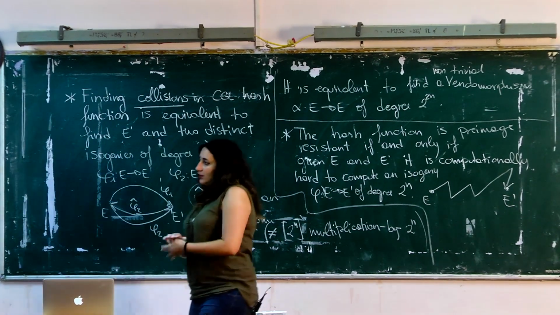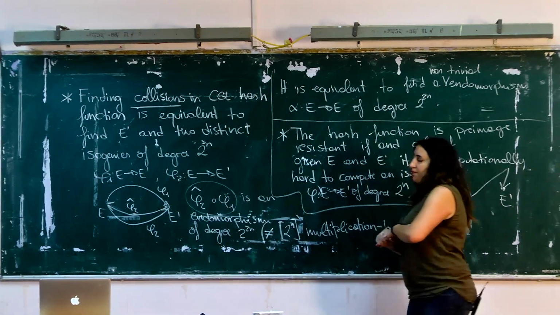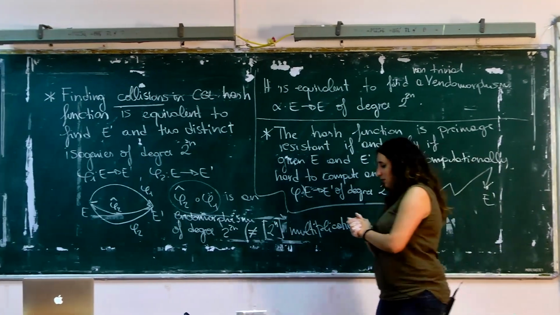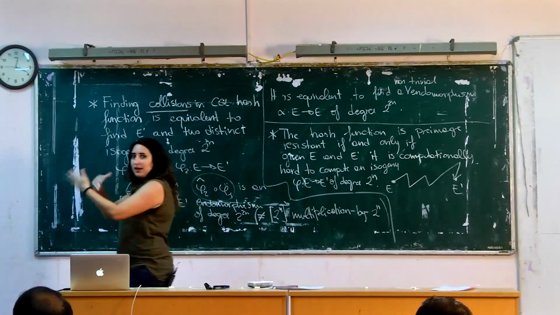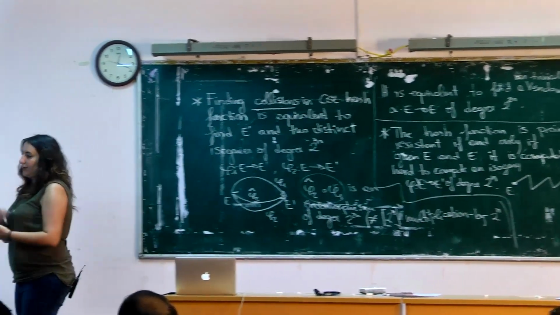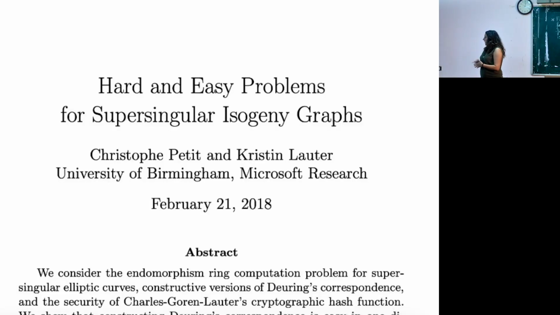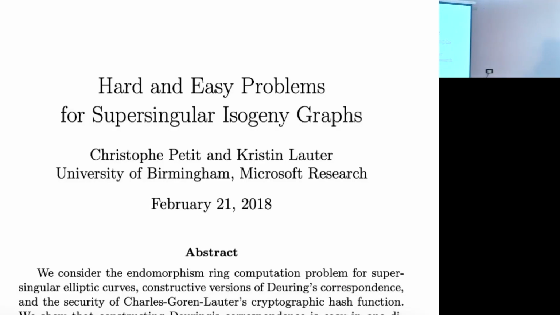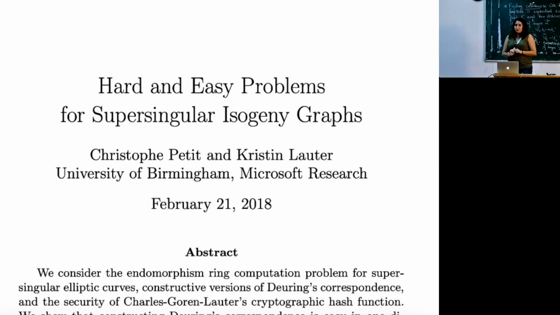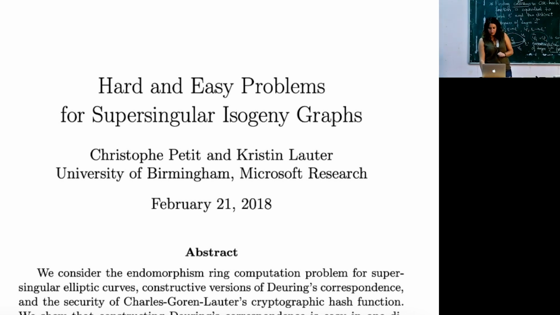Okay, so we are in 2018 when this paper was published on ePrint, but I think these ideas were starting in 2012, or at least this is what the authors said in this paper. The paper is Hard and Easy Problems for Supersingular Isogeny Graphs by Christophe Petit and Christine Lauter. They prove in this paper the following two things.